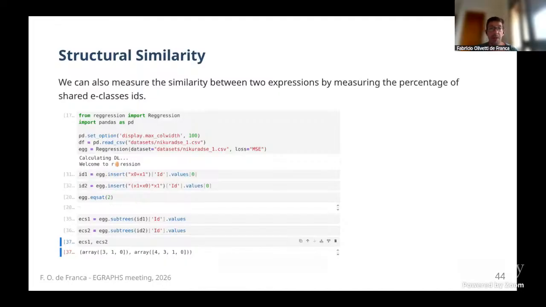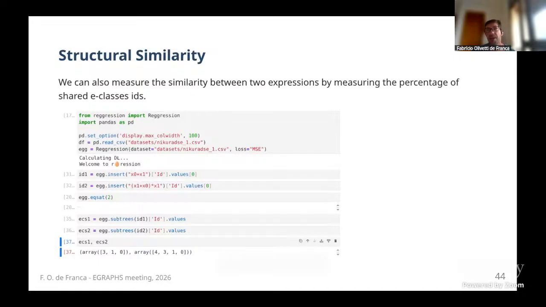And now we are working on trying to figure out how to exploit the e-graphs to measure structural similarity. One of the things that we are currently investigating is, for example, we have these 2 expressions here, x0 plus x1, x1 plus x0 times x1. And we can try to ask, okay, how similar are these expressions?